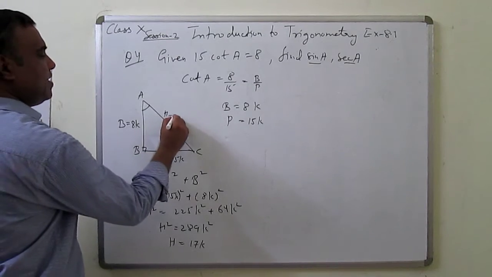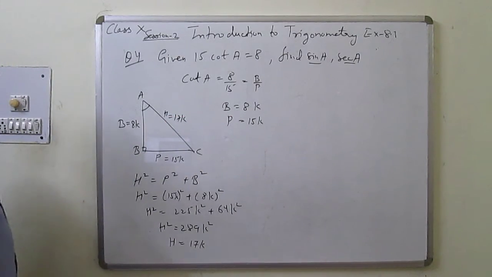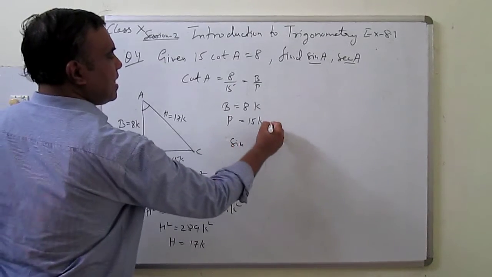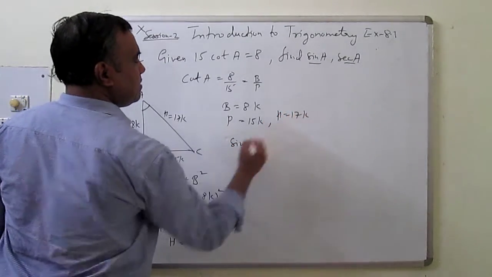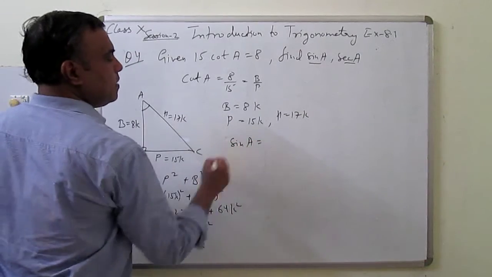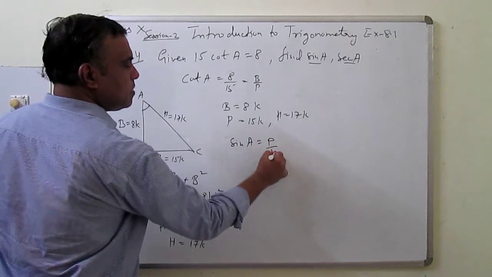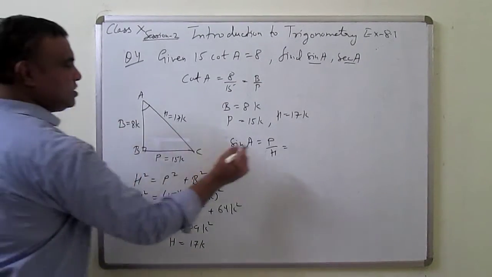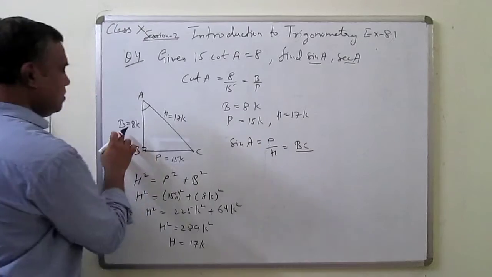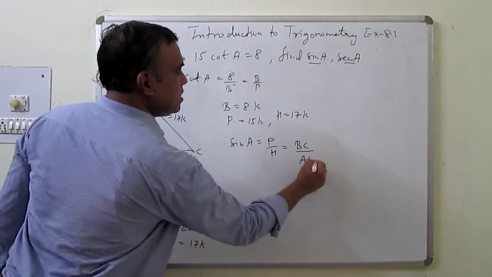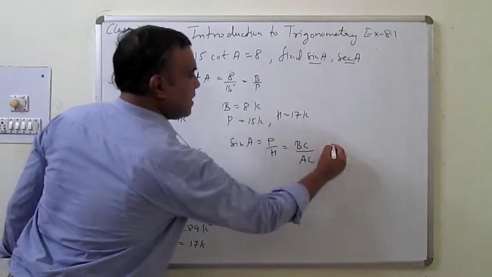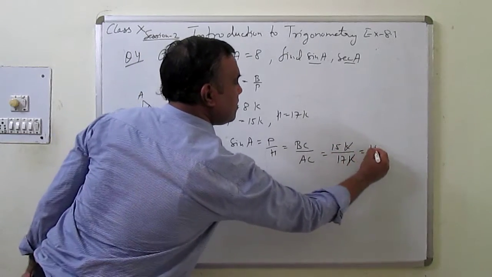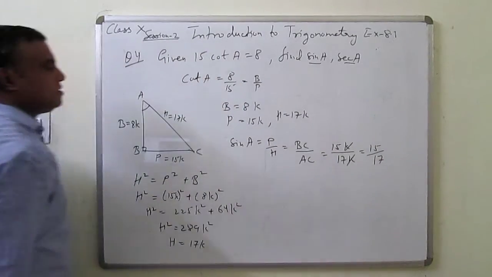Now h is 17k. Now we have to find sin A. h आ गया अपने पास कितना 17k. What is sin A? P upon h होता है. What is perpendicular? Perpendicular is here, angle A के सामने वाला BC upon AC is the hypotenuse. So what is BC? 15k and AC just now we calculated 17k. k will cut, 15 upon 17 is the answer.